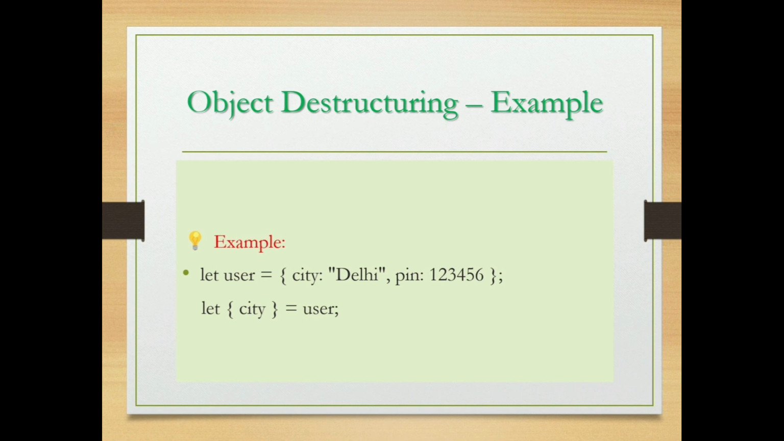Here I am taking variable user. Here I am creating one object with city and pin. I am taking city as Delhi and pin code as 123456. Here I am destructuring city from user. Using alert we can print the city. Next we will see its execution.